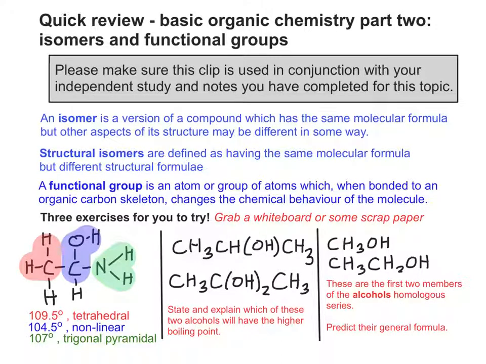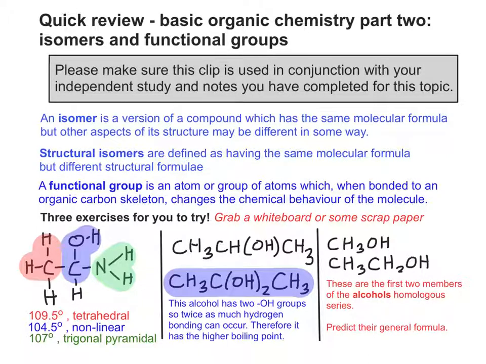So for the first one, we've got the HCH bond angle is 109.5, tetrahedral, because there's 4 bonding pairs and no lone pairs. With the COH bond, it's non-linear, 104.5, because around the central oxygen atom there are 2 lone pairs and 2 bond pairs. And in the final HNH bond, there's a lone pair and 3 bonding pairs around the central nitrogen atom, so therefore this will be trigonal pyramidal and 107 degrees.